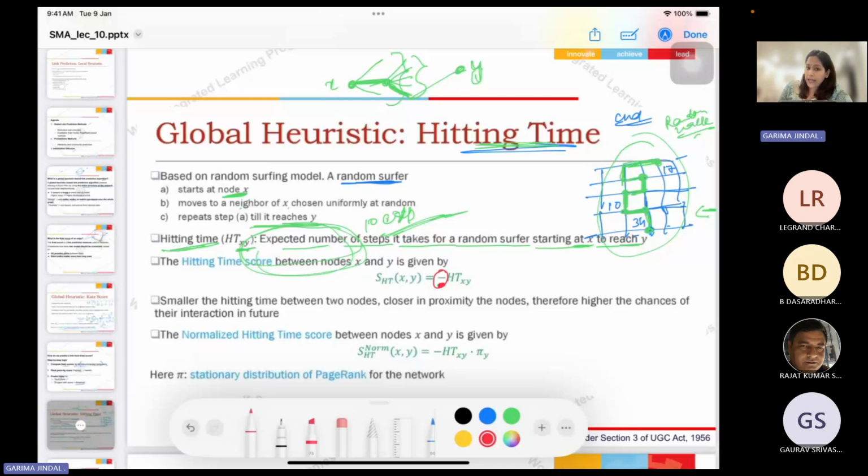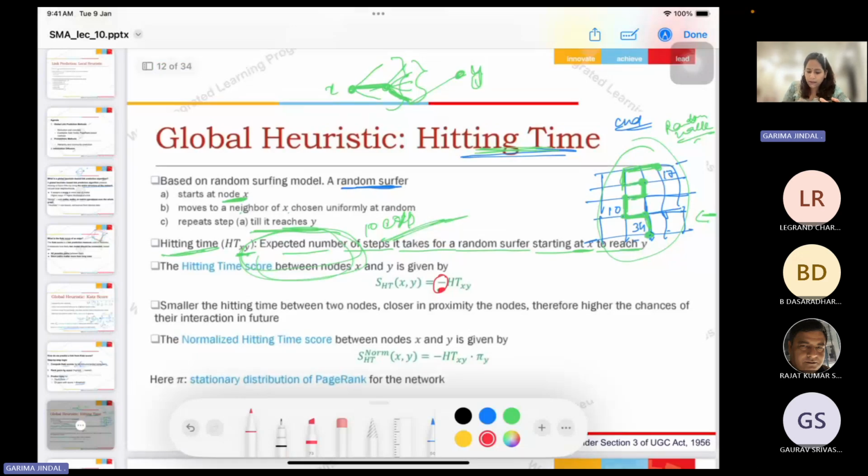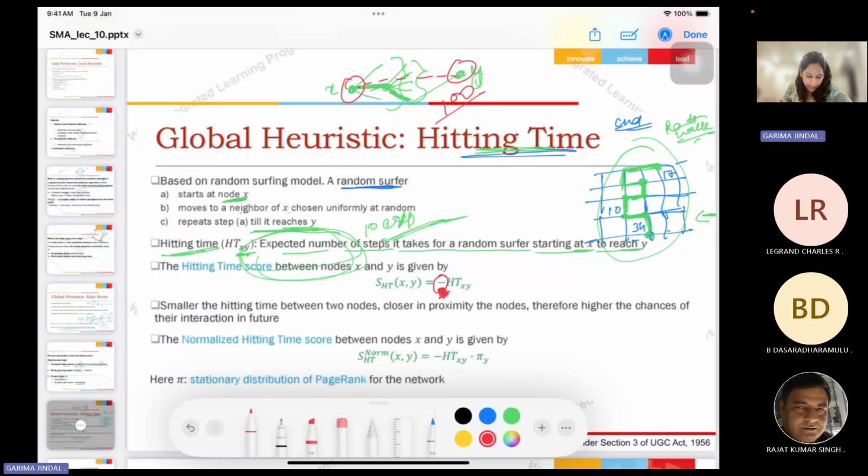And on the other hand, if this value is huge, suppose you are taking random walks and the average path length, or the expected number of steps to reach from X to Y, is maybe 100, a huge value, then the probability that there is an edge between X and Y reduces. So that is why we have the negative sign. The more the HT value, the lesser is the probability. The lesser the value, the more is the probability. So in order to normalize this situation, we have this negative sign.